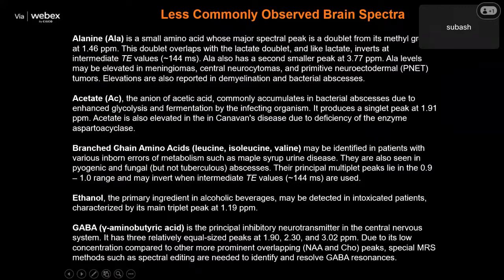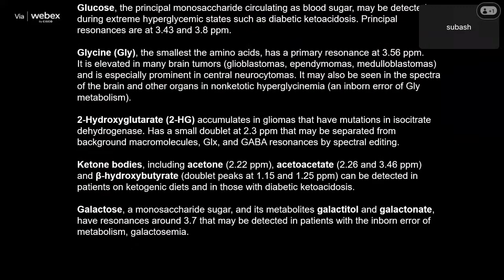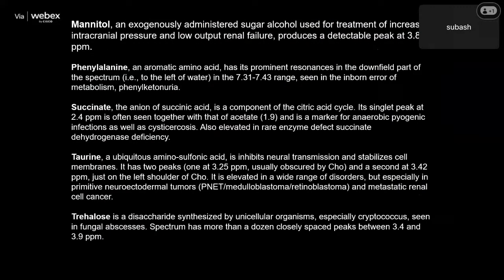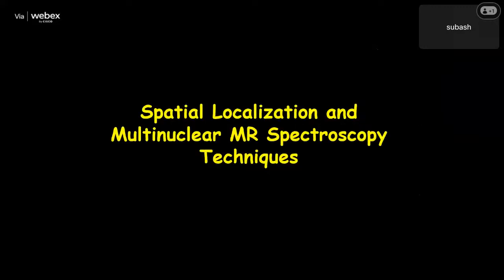These are peaks which are not usually seen in vivo, but if you make a special effort, make a larger number of averages and keep working under different conditions, then you may also see these peaks in vivo, but usually they are not visualized. So there are many other metabolites which are seen in vitro NMR, but not in vivo NMR.